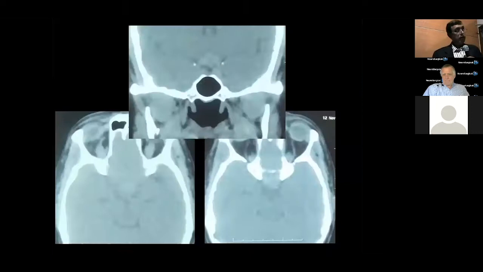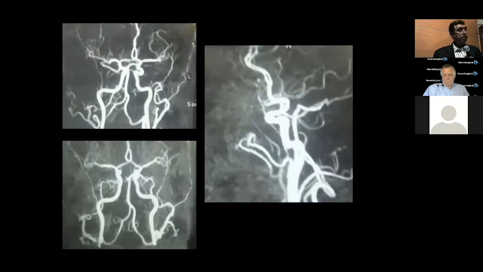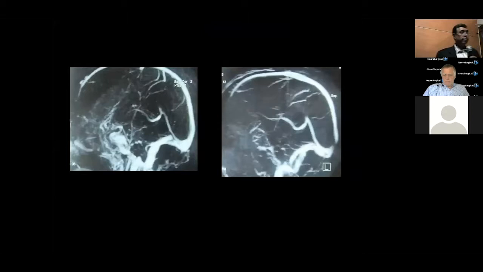CT, angiogram, to exclude aneurysms, nothing is there. MRV, again, nothing is there. So what's the differential diagnosis?